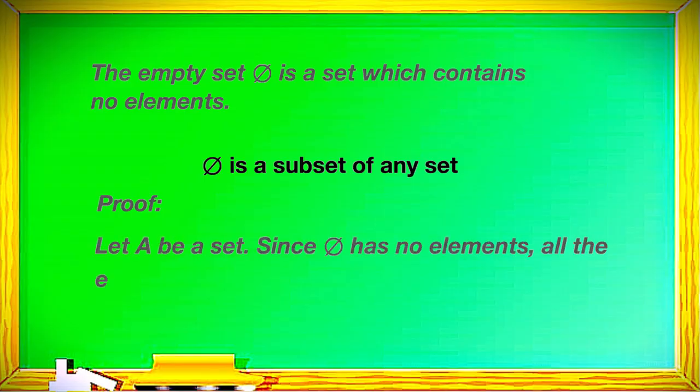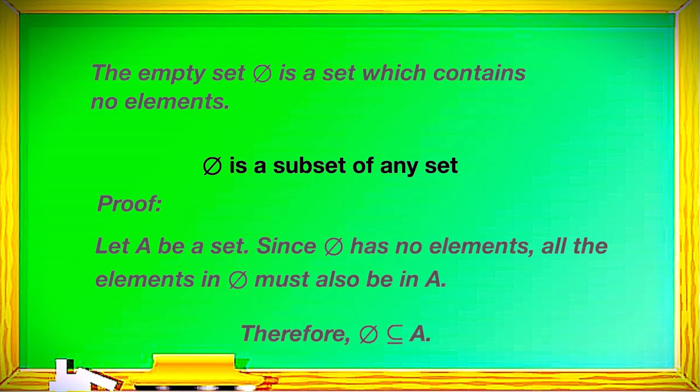The empty set is a set which contains no elements. It's a special set we give its own symbol, and it has its own properties. Firstly, the empty set is a subset of any set. Let A be a set. Since the empty set has no elements, all the elements in the empty set must also be in A. Therefore, the empty set is a subset of A.